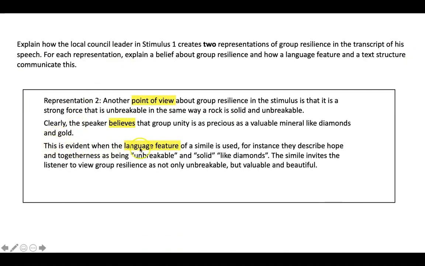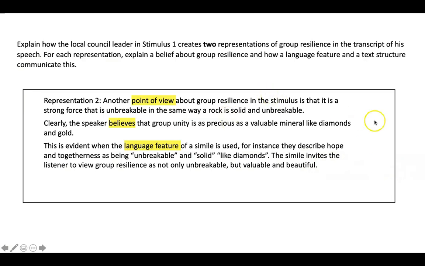This is evident when the language feature of a simile is used. Well, cool. So what is the simile? For instance, they describe hope and togetherness as being unbreakable and solid like diamonds. I have quoted the simile. Now I need to say, why did they do it? The simile invites the listener to view group resilience as not only unbreakable, but valuable and beautiful.